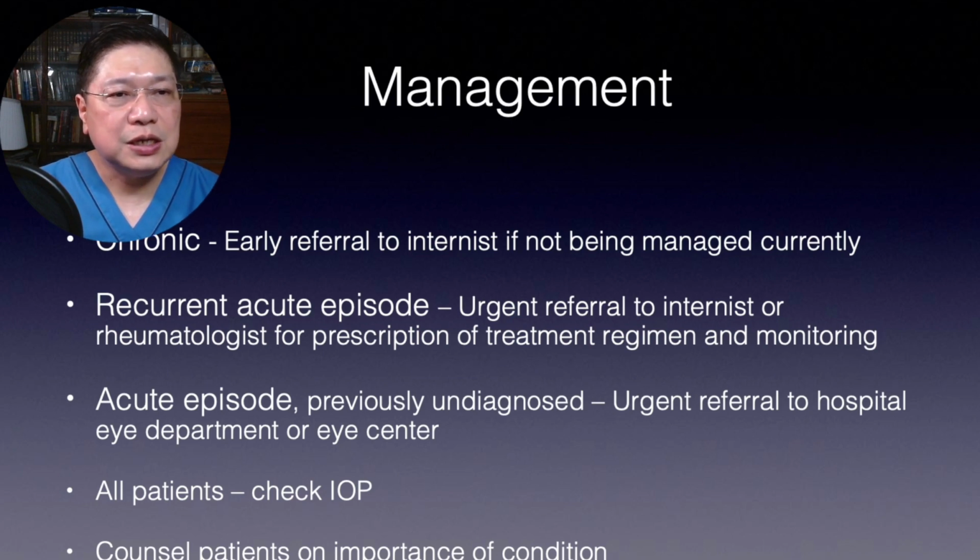In an acute episode, or a previously undiagnosed acute episode, you need to refer to a hospital or eye department or eye center. Don't try to treat these kinds of patients because they will need immediate treatment. And in all patients, you need to check the intraocular pressure. And you need to tell the patients the possibility of recurrency in their cases. This is not just a red eye that they put an eye drop on and then everything goes away and they're good. This could come back. This could stay for longer, and the more often it comes back, the more it destroys parts of your eye.